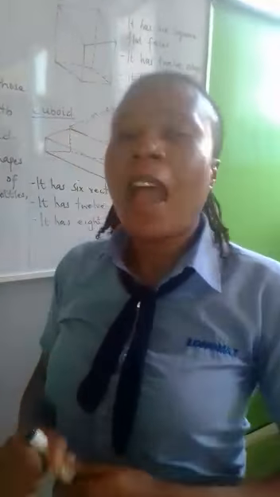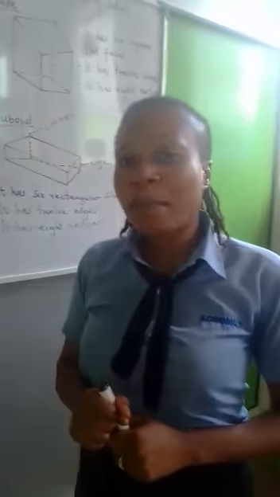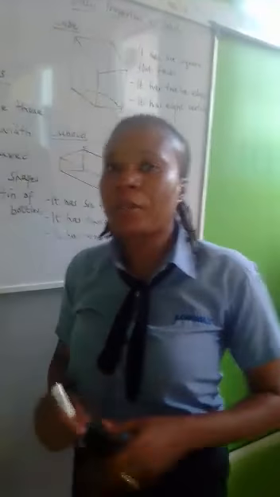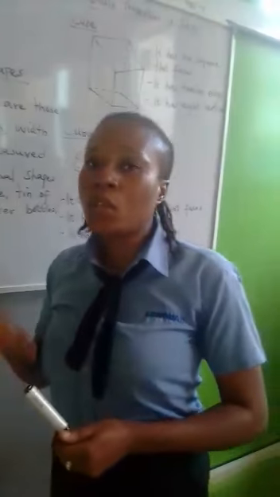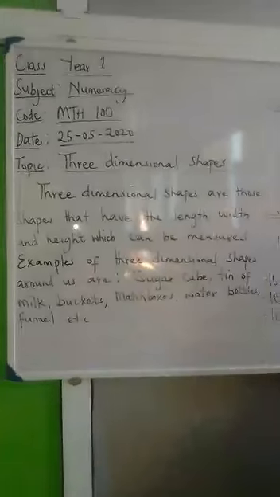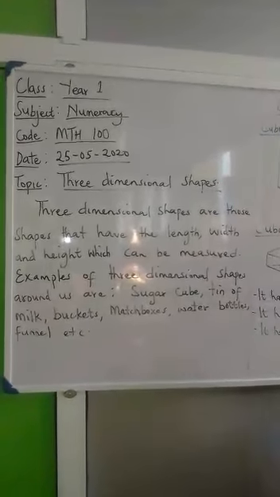Numeracy. Our topic is three-dimensional shape. What did I say? Three-dimensional shape. Last week we studied three-dimensional shape. There are other things we want to look at. But let's start with: what is a three-dimensional shape? Three-dimensional shapes are those shapes that have length, width, and height, which can be measured.